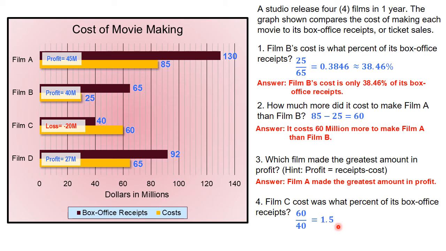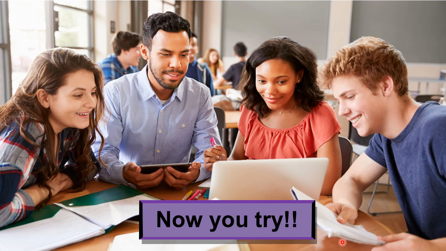So we have 1.5, that converts to 150%. So film C's cost was 150% of its box office receipt. Okay, so now you try.